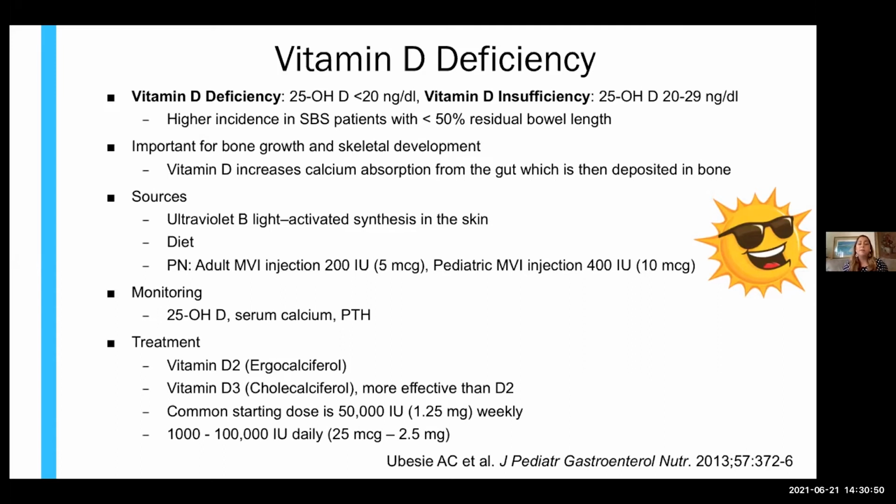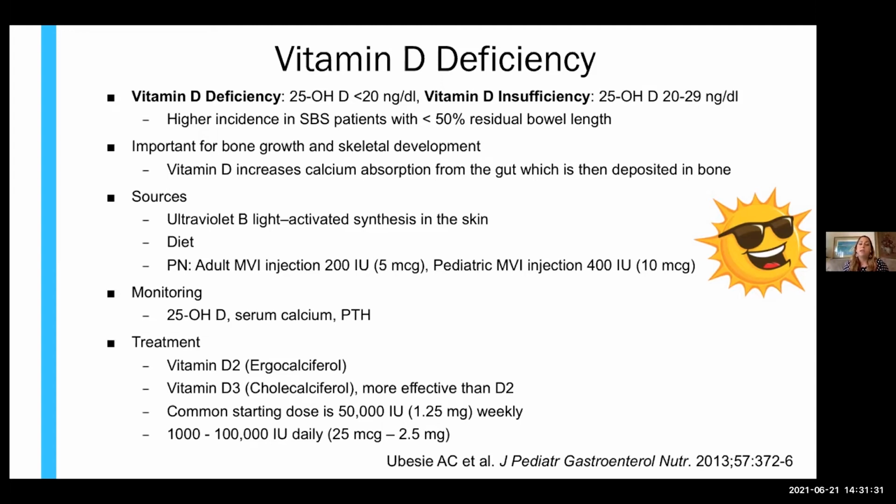Where do we get vitamin D from? So we get it from the sun, from UVB light that activates the synthesis in the skin. We get it from the diet, so milk or juice that's enriched in vitamin D. And one important thing to note is that in the PN formulation, there actually is not a lot of vitamin D. In the adult multivitamin injection, there's only 200 IUs or 5 mcgs. And in the pediatric injection, there are 400 IUs or 10 mcgs. We used to talk about vitamin D in international units, and now there's a shift towards micrograms. So I listed both over here since we are used to reporting more in international units. So definitely not enough, and there is no injectable form of vitamin D available.